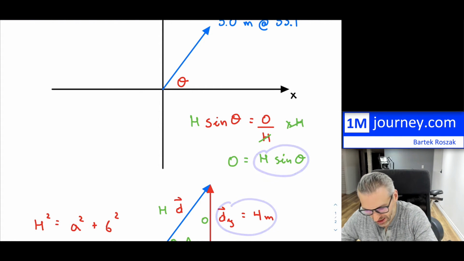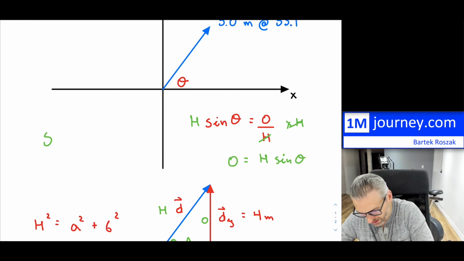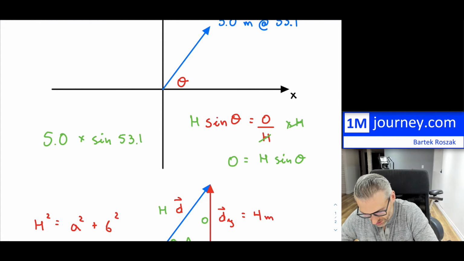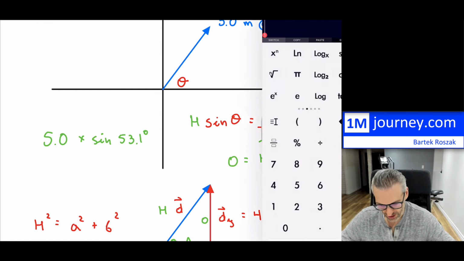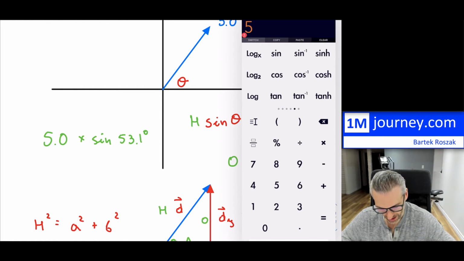So to find out what that is, you simply take your actual size, which is 5 meters, multiplied by the sine of the angle that you have in there. You can take out your calculators. You're going to have to find where your sine is, and you can go ahead and compute it. So 5 times sine of 53.1.